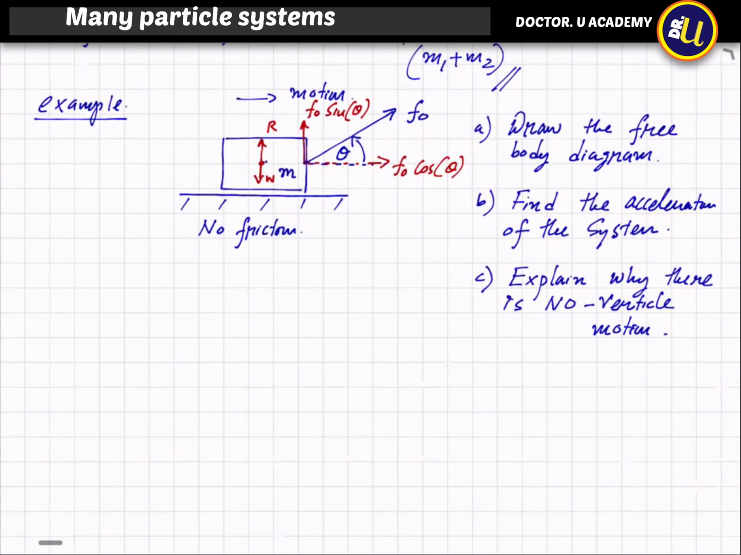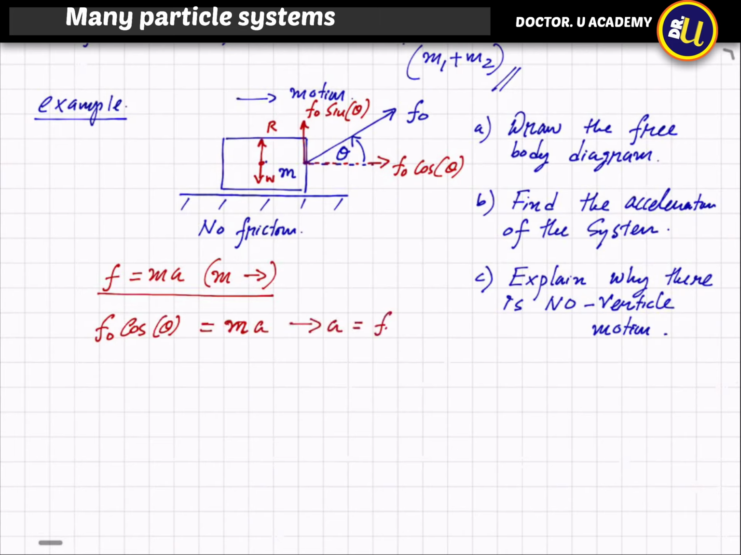So now that is the free body diagram. Find the acceleration of the system. I will use F = ma on the mass M in the horizontal direction. So F in the horizontal direction, F0 cos theta, is equal to M times the acceleration in the horizontal direction. So acceleration would be F0 cos theta divided by M. Right? So that is your first equation. I mean, that is the answer, but I will take it as the first equation. So the acceleration would be that. So now you have to explain why.